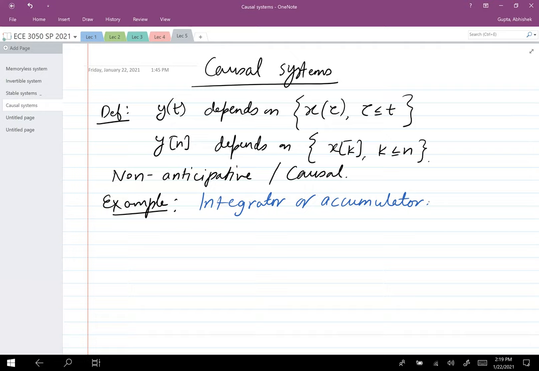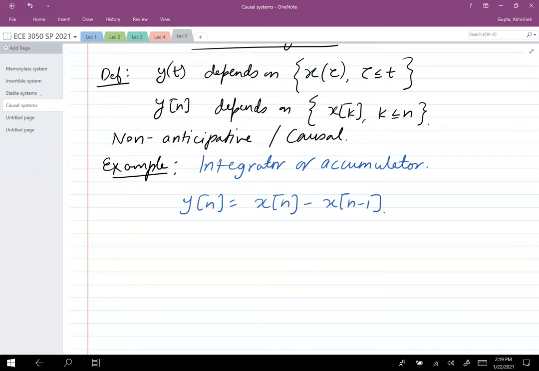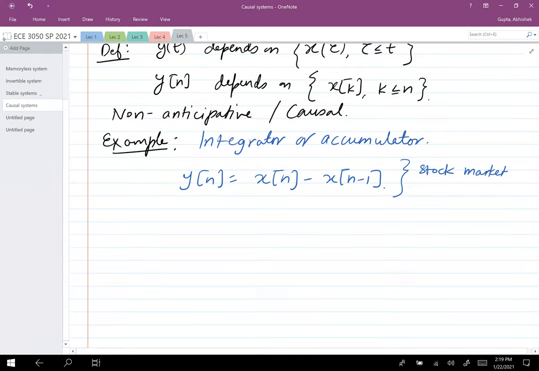So one example of a causal system is an integrator or accumulator. Another example could be just some simple difference equation, where you are just subtracting the previous value from the current value. This is like what happens in the stock market. You say that the stock has gone up 10% or gone down 10%. That's because the difference is 10% of the previous value or something like that. So those are causal systems. They do not anticipate the future values.